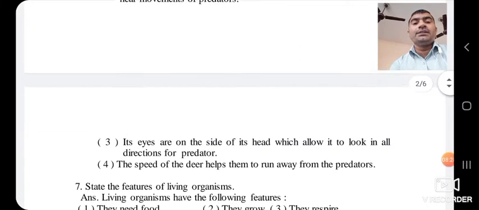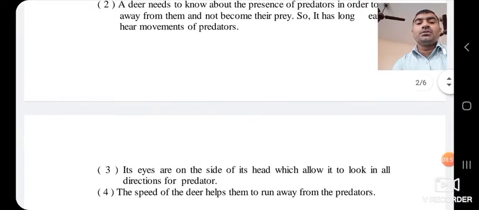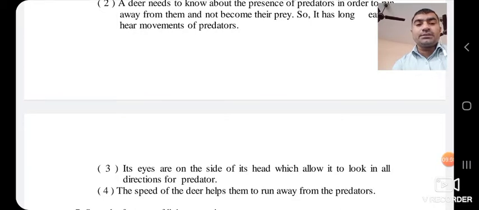The next point is, its eyes are on the side of its face, which allow it to look in all directions for predators. And the next point is, the speed of the deer helps them to run away from the predators. It has the speed so it can run fast and escape from the predator, right?